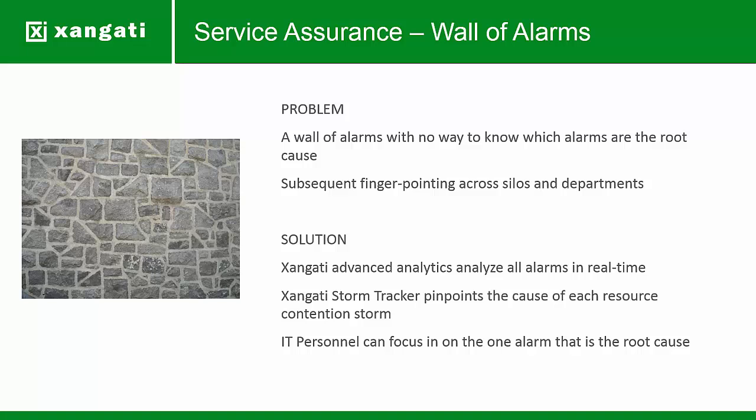Introduce to your customers the Xangati because we take all the alarms that are generated and we do advanced analytics on those alarms to determine the exact root cause. And we do that immediately in real time. We've got a tool called the Xangati Storm Tracker. It pinpoints the cause of each and every resource contention storm. And what this means is that IT personnel can then go and focus in on the one alarm that is the root cause. And they will love you. They will love you when you give them the Xangati and they have this root cause analysis working for them. Makes all the difference in the world, combined with the second by second optics.